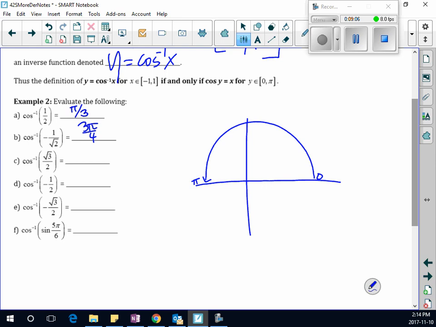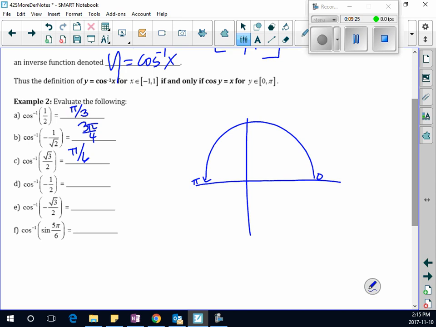So these things you have to memorize. You can put it on your recipe cards or whatever, this long list of things you have to memorize, the domains of that. So inverse cos of root 3 over 2. Pi over 6. Very good.